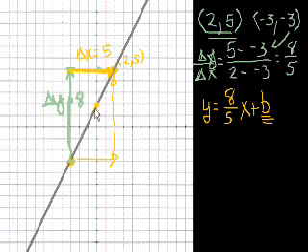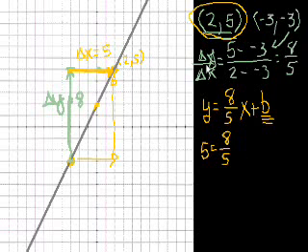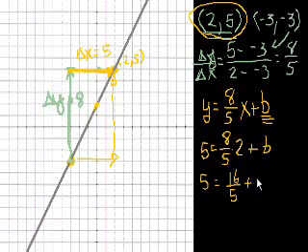But let's solve it, just in case we didn't have this neatly drawn graph here. So how can we solve for b? Well, we can substitute values that we know work for x and y. Either of these points are on that line, so we can substitute them in for x and y. Let's use the first one. So y, which is 5, will equal 8 over 5 times x, and x there is 2, times 2, plus b. Now we just get 5 is equal to 16 over 5 plus b.